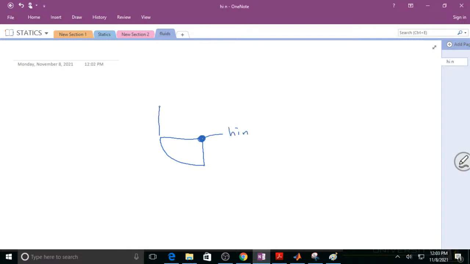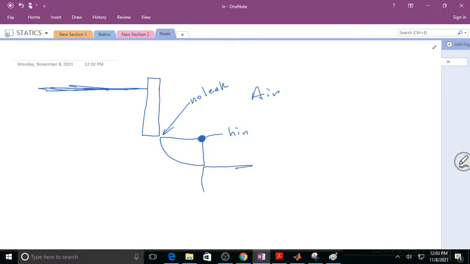Okay, and then we're assuming that the thing is no leak. And it has water back here on the left side and air over here. Air over here. And there's some sort of structure here. Some sort of structure here. And it sits like that. Okay, so it's got a hinge. It's got that. It's got water.